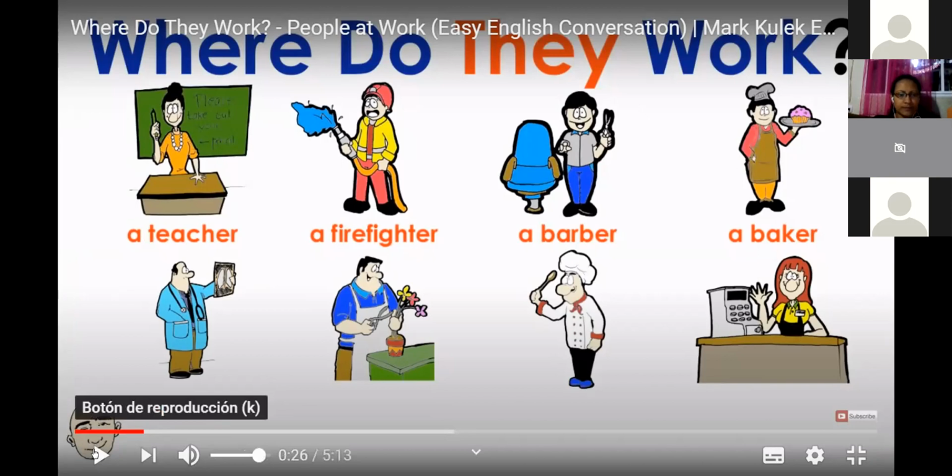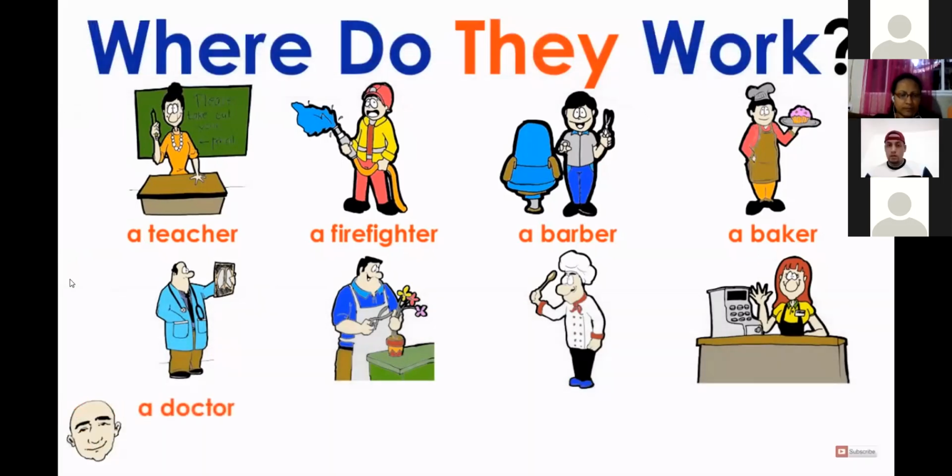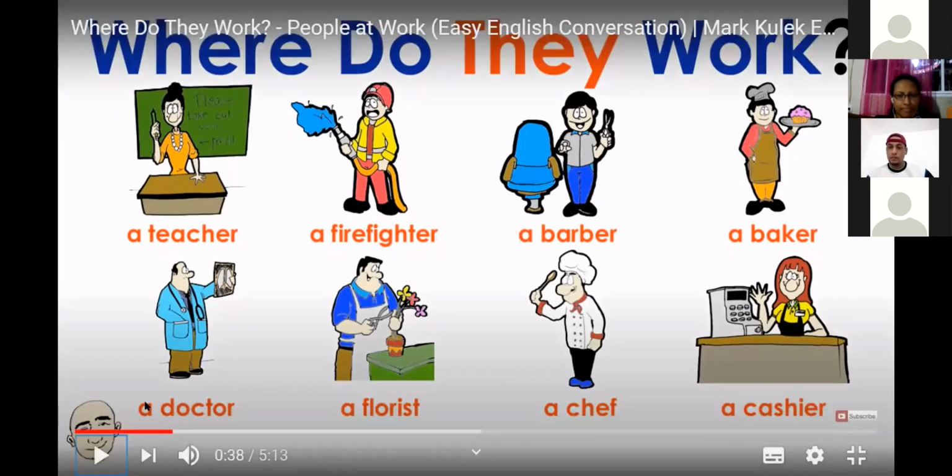Where do they work? A teacher, a firefighter, a barber, a baker. Let's continue. A doctor, a florist, a chef, a cashier. Okay, now we have a doctor, a florist, a chef, and a cashier. Ready? Here we go.